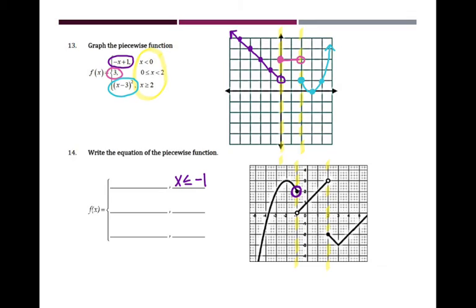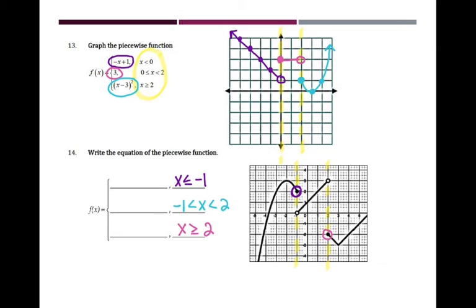For my middle piece, that is going from negative 1 to 2, and I notice both of those have open circles at the ends. So I'm going to write negative 1 is less than x is less than 2. And then finally, for my last piece, that's from 2 to infinity. So I'm going to say x is greater than or equal to, because of this closed circle, 2.